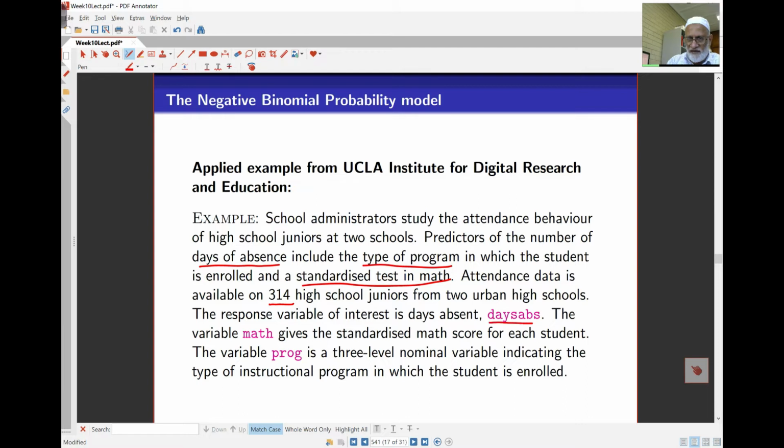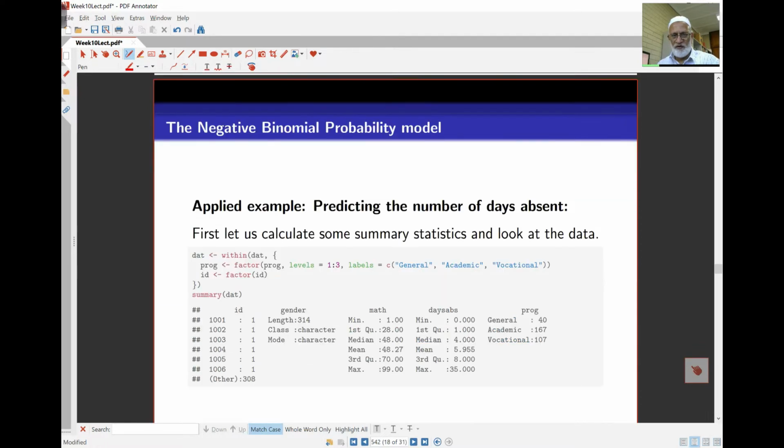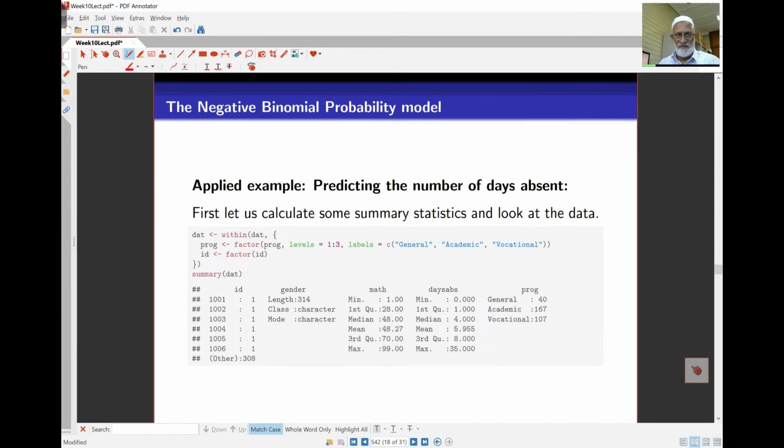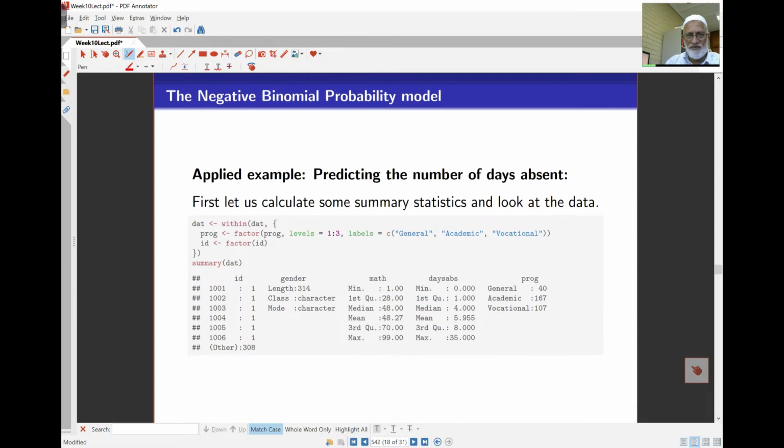We have the data: days absent, the maths score, and the program the student is enrolled in. The program is a 3-level nominal variable indicating the type of program the student is involved in. Here we will define this program variable more clearly as a factor. The levels are 1 to 3, and we give them labels: general, academic, and vocational. Here's the full data. The data is available on LMS. You will see this later on in the lab.